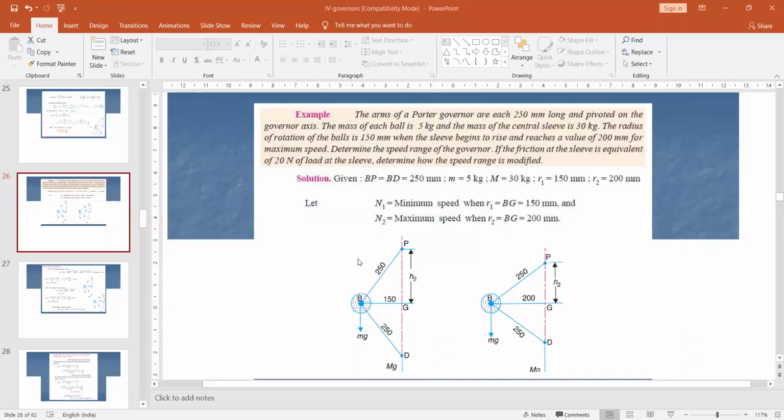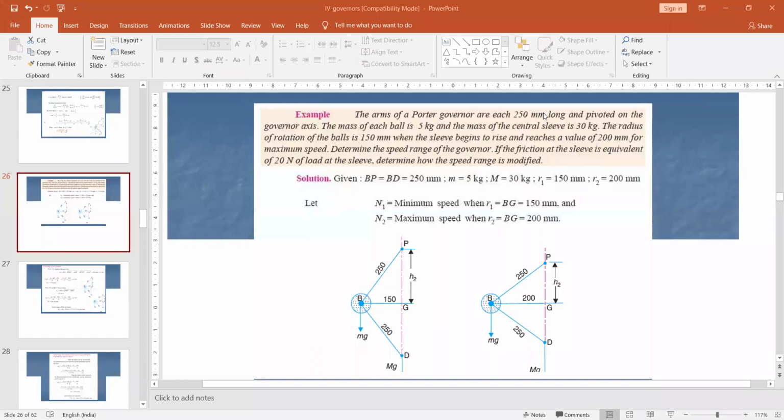So BP equals BD. What are the values? The arms of the Porter governor are each 250 mm. BP and BD are both the same here. Why? Because they are not mentioned separately. The arms of a Porter governor are each 250 mm long, so they will not mention any other value. Both are equal here.